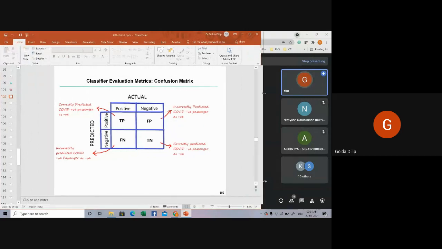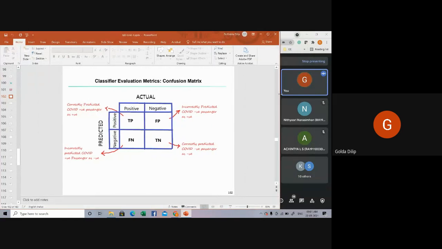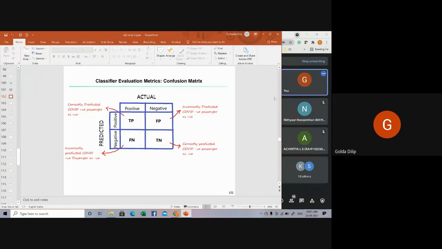So what was the last topic we discussed yesterday? We were discussing something confusing, right? What was that? Confusion matrix. Did anybody go through what the confusion matrix is and what are the various components associated with it?